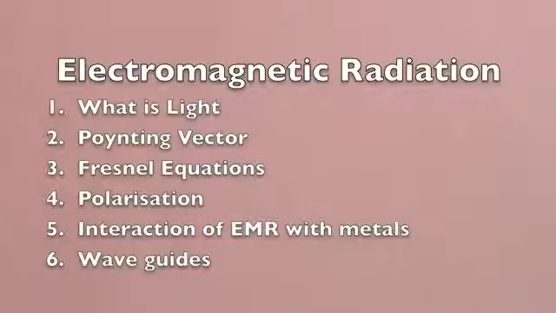Hello, today we're continuing with our series on electromagnetic radiation, looking at the Poynting vector. This series has videos on what is light, the Poynting vector, Fresnel equations, polarization, the interaction of electromagnetic waves on metals and waveguides. The Poynting vector is a measure of intensity of electromagnetic radiation.